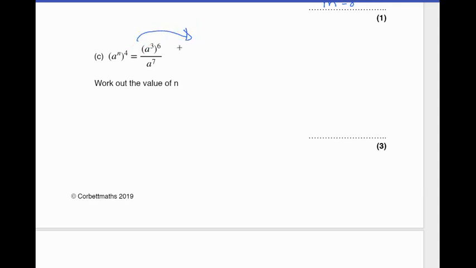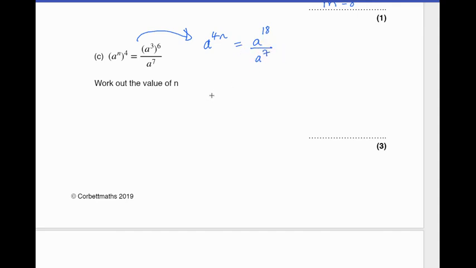Okay, so we have a to the power of n to the power of 4. So again, going back to what we looked at before, we are multiplying the powers. So that's a to the power of 4n. n times 4 is 4n. And then here, we have a to the power of 3 to the power of 6. So again, applying the same rule, we have 3 times 6, which is 18. So a to the power of 18 divided by a to the power of 7.